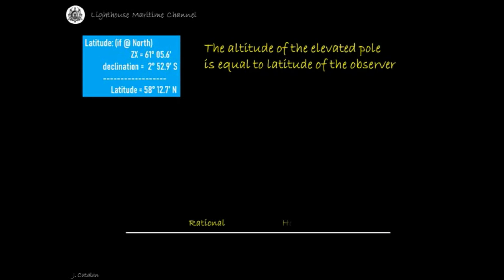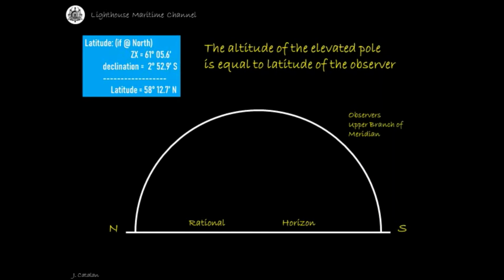This line is the rational horizon. Label on the left north, and on the right south. Interchanging this is an option. This is the observer's upper branch of the meridian.